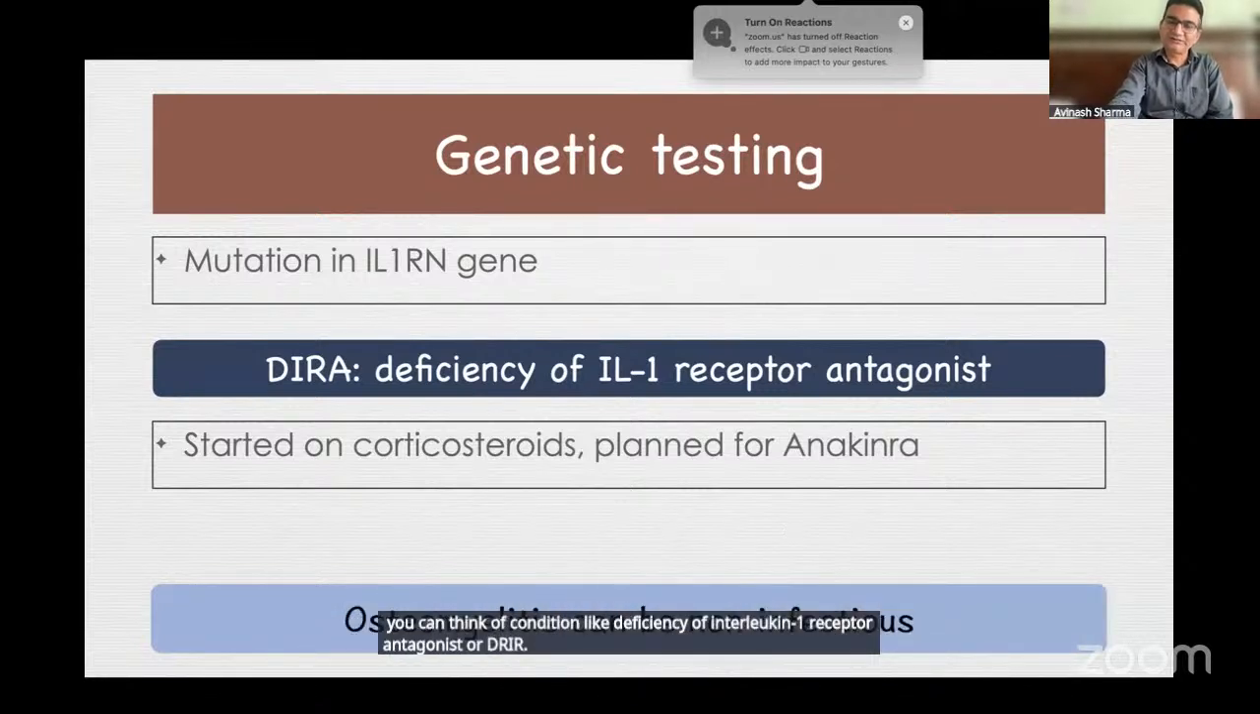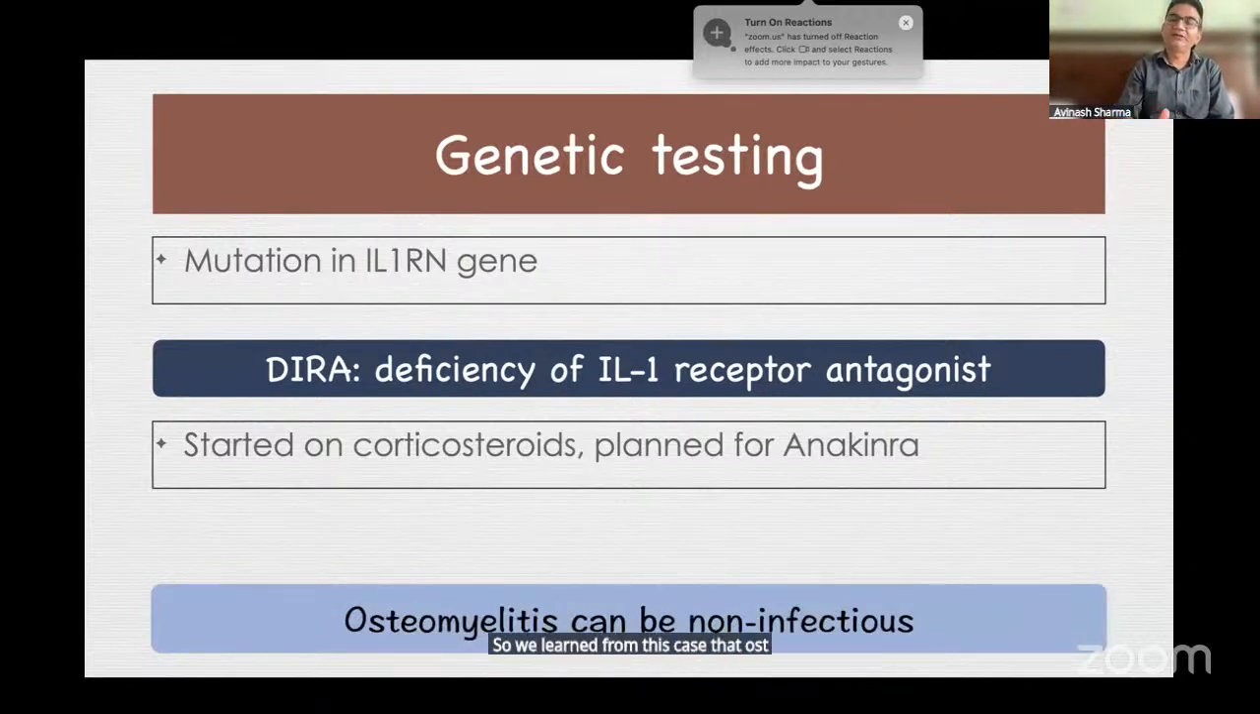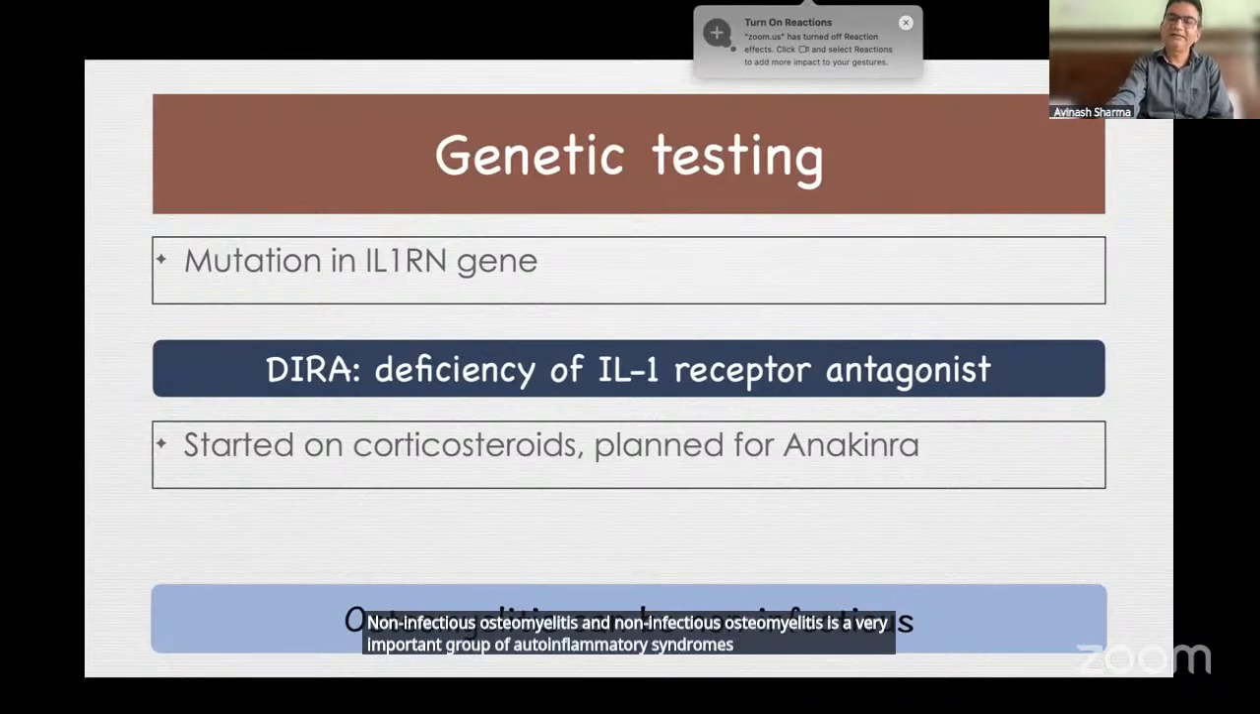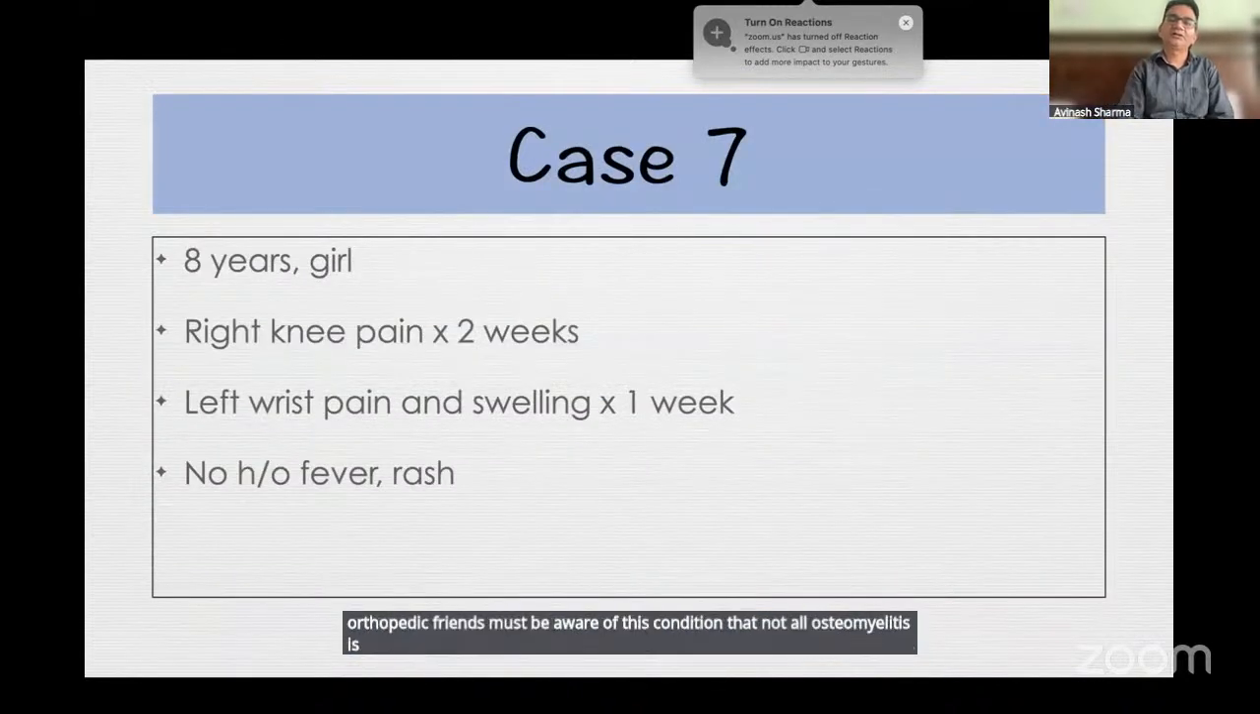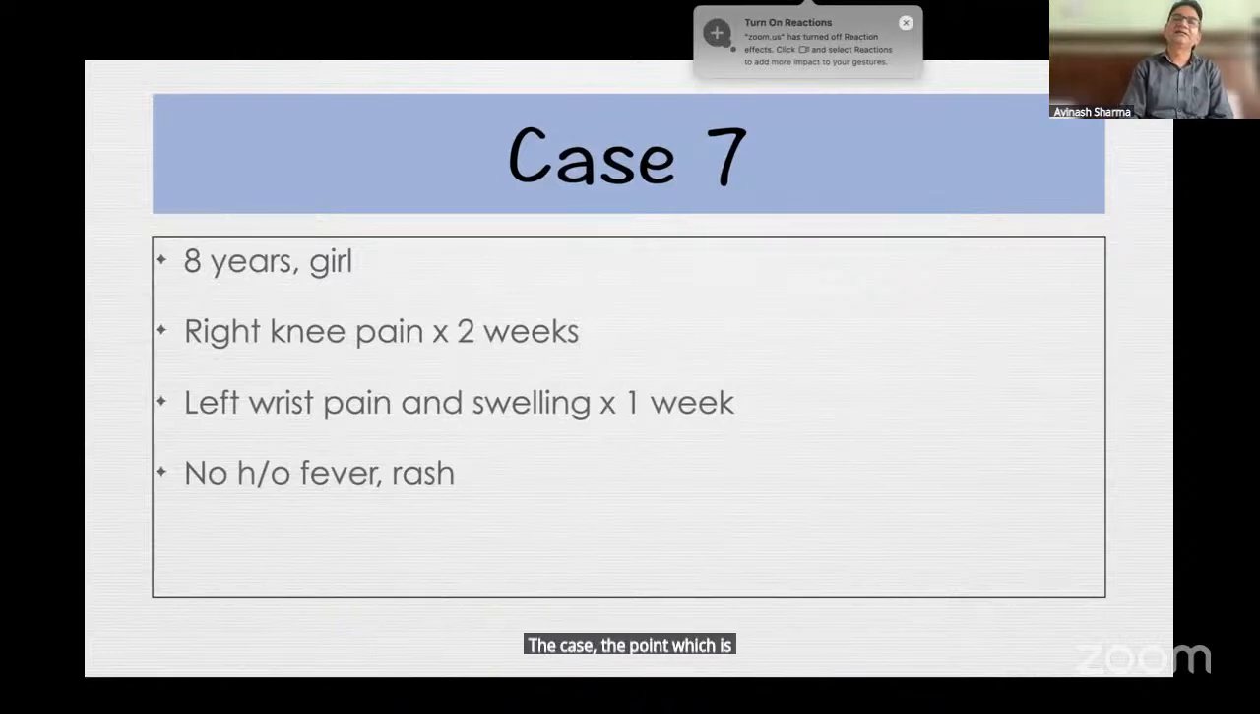So we learned from this case that osteomyelitis can be non-infectious, and non-infectious osteomyelitis is a very important group of autoinflammatory syndromes. I will say that even our orthopedic friends must be aware of this condition, that not all osteomyelitis is infectious and may not need treatment for infective osteomyelitis. The point which is highlighted in this case, which is probably the last case that I'm going to discuss.